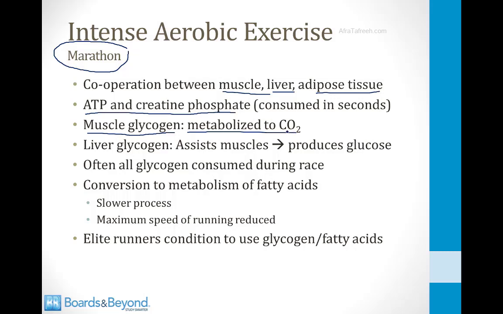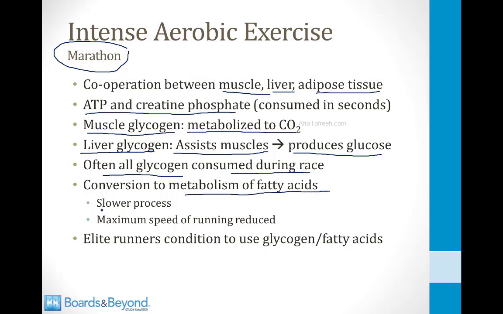In the case of a marathon, however, your liver is also going to assist by metabolizing glycogen and producing glucose, which it will release into the plasma, and that can be taken up by muscles to assist in production of energy. Often all of the glycogen in your body is consumed during a long race like a marathon. And once again, this is why runners often carbohydrate load before long races. Because all the glycogen gets consumed, there's some conversion to metabolism of fatty acids as well.